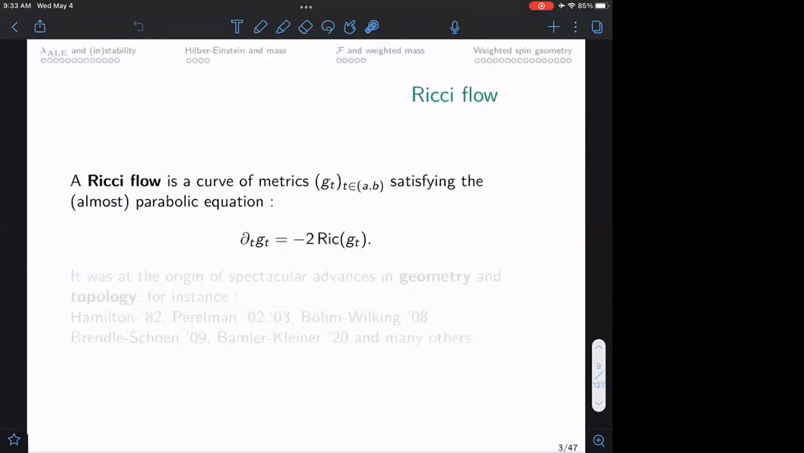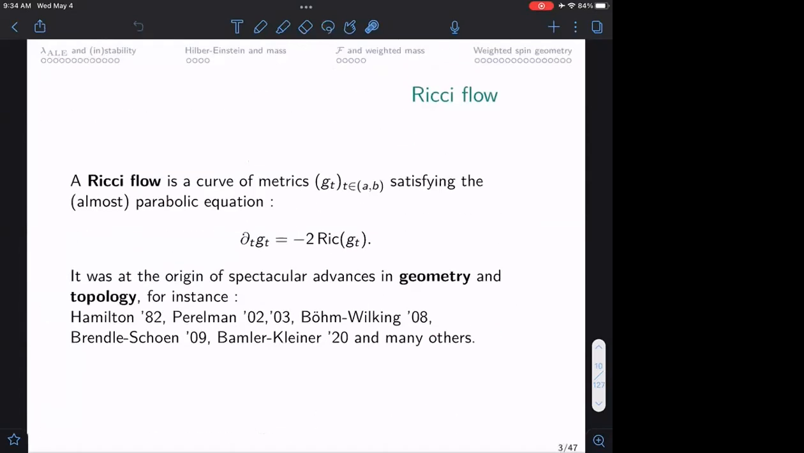Okay, and so the main motivation for everything here was Ricci flow. Ricci flow is this curve of metrics that satisfy an almost parabolic equation. We've seen some links of Ricci flow and scalar curvature in the previous talks as well. So there is definitely a link with scalar curvature.